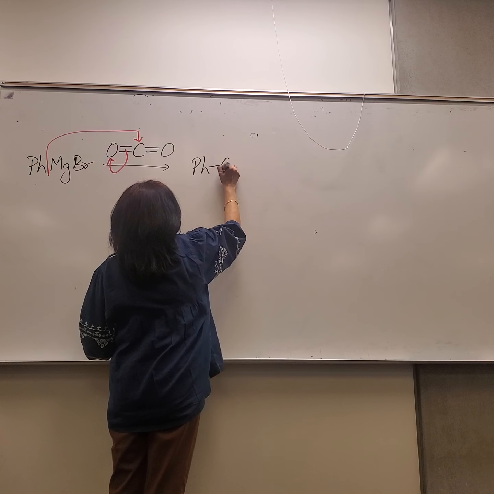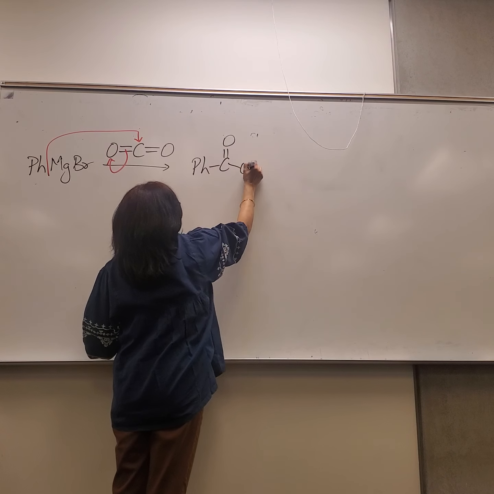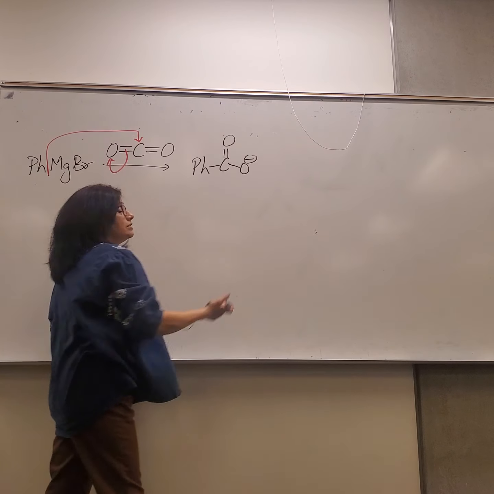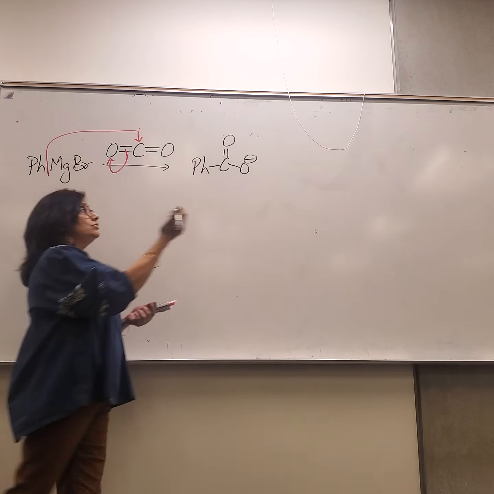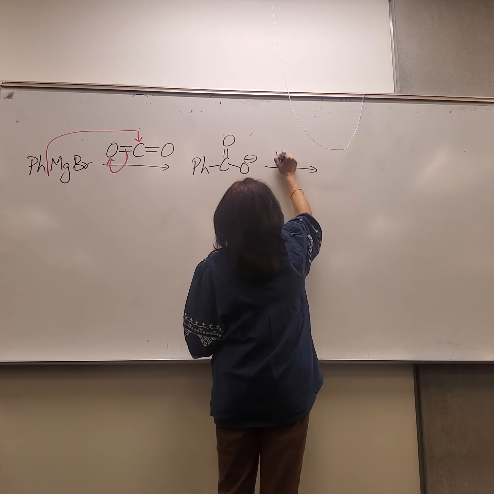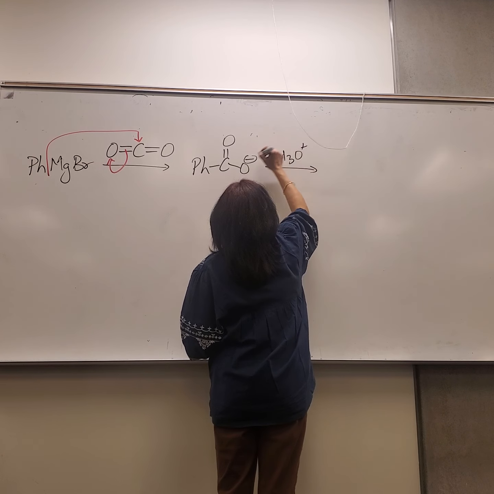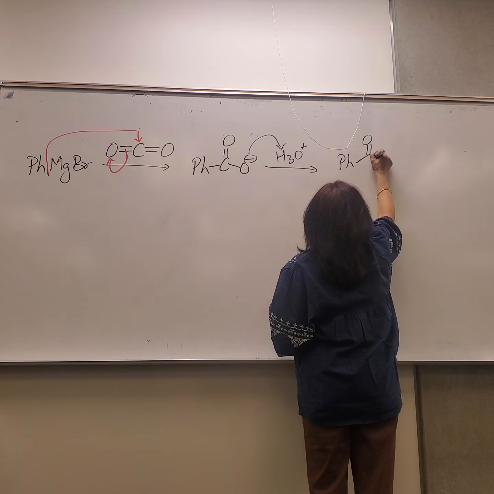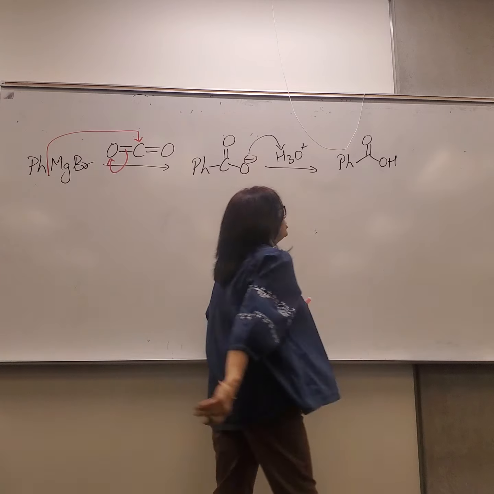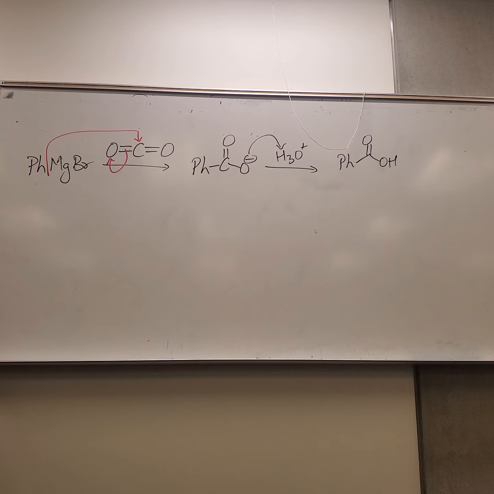O minus, C double bond O, with 10. What is that? That's a carboxylate. What do we have to do to the carboxylate to make it a carboxylic acid? Protonate it, and you're done. So carboxylating Grignards to create carboxylic acid is a very quick way of creating carboxylic acids.